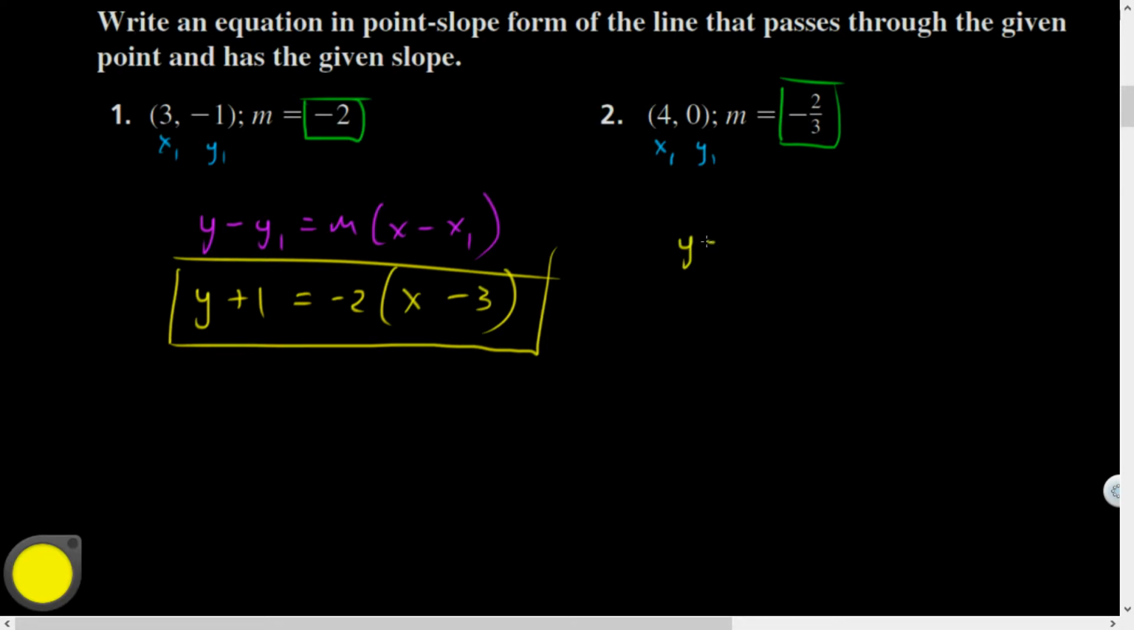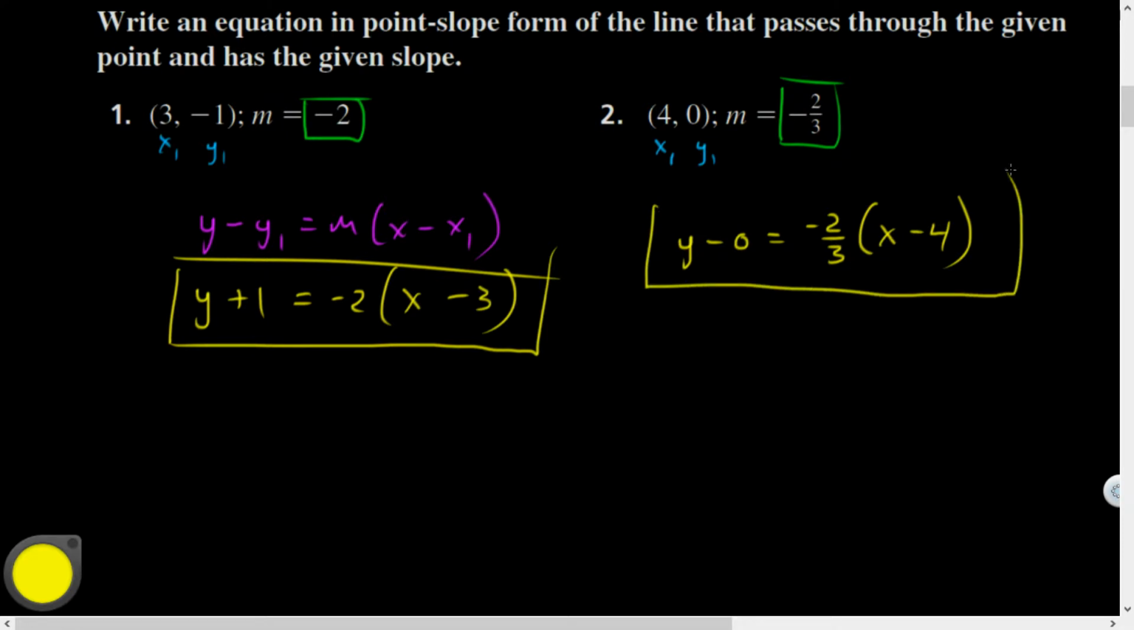So y minus 0 equals negative 2/3 parentheses x minus 4. Y minus 0 we could have rewritten as just y, but we'll leave the y minus 0 there for funsies right now. Let me grab a graph so I can copy you guys with your cool graphs. Cool graphs, guys.